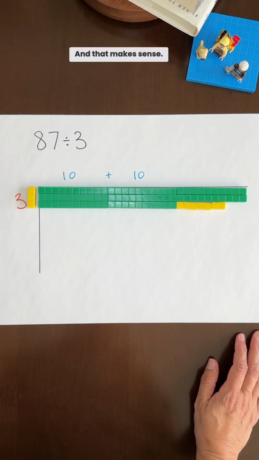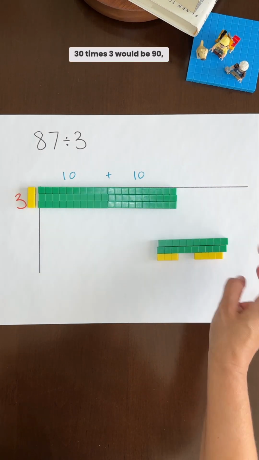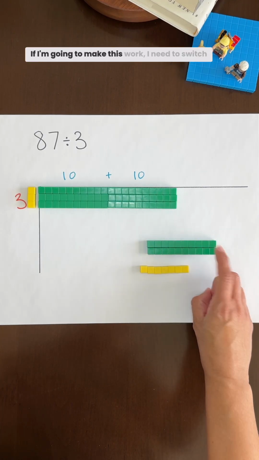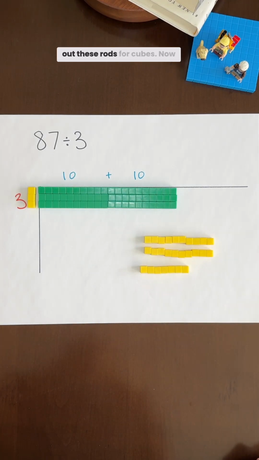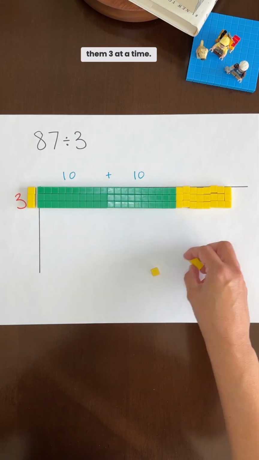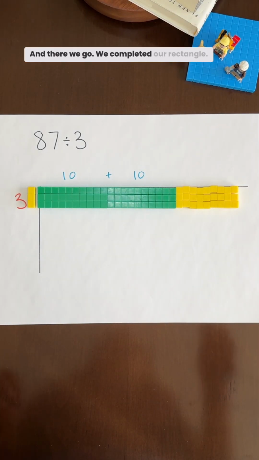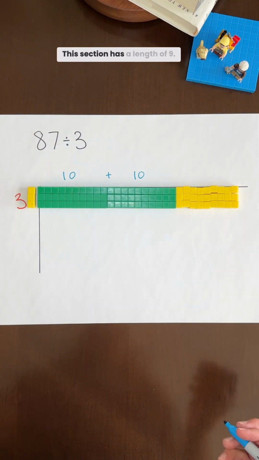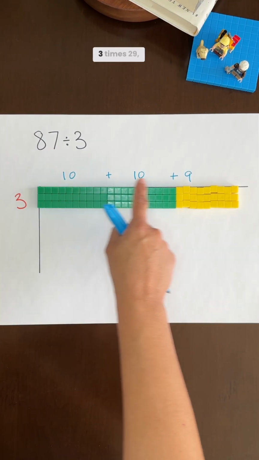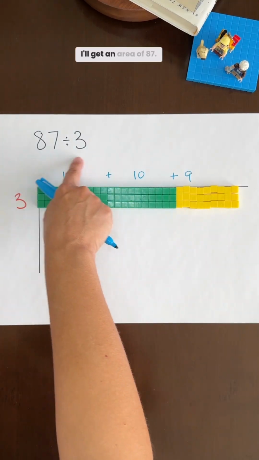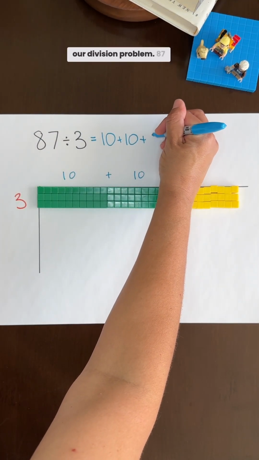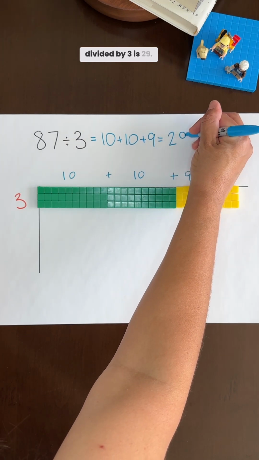And that makes sense. 30 times 3 would be 90, and that's larger than 87. If I'm going to make this work, I need to switch out these rods for cubes. Now I have some more flexibility, so I start placing them 3 at a time. And there we go, we completed our rectangle. This section has a length of 9. So if I multiply 3 times 29, I'll get an area of 87. That gives us the answer to our division problem. 87 divided by 3 is 29.